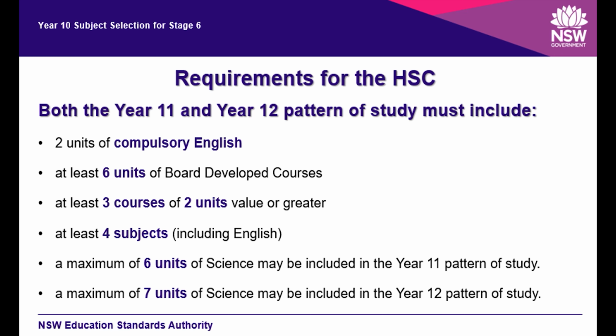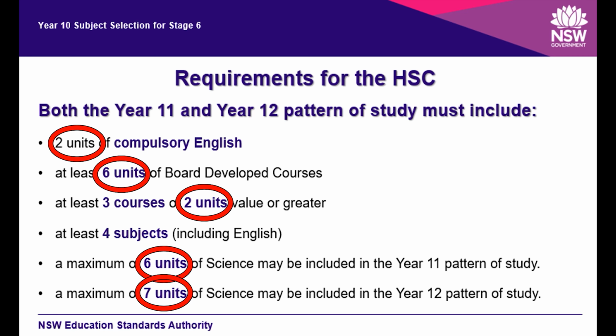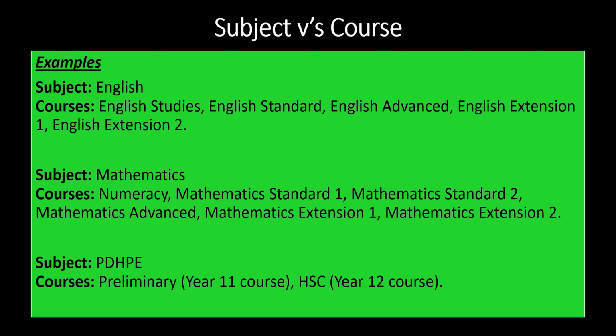All right, so let's look at the difference between subject and courses. There are 2 main differences here. So on the screen, I've given you some examples. If you look at English and mathematics, they are both subjects, but as you can see, they have several courses within those subjects. So if you look at mathematics, the subject is maths, but the courses are numeracy, mathematics standard 1, mathematics standard 2, mathematics advanced, mathematics extension 1, and mathematics extension 2.